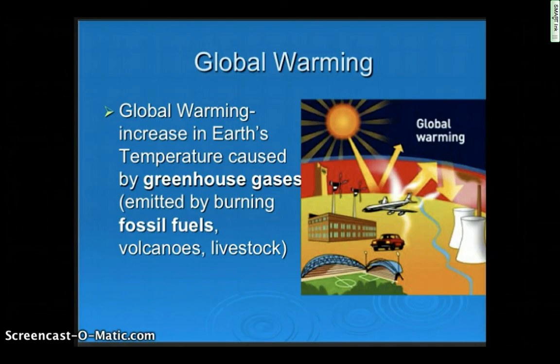So this is an overall average increase in the Earth's temperature caused by excess greenhouse gases. This is emitted by burning fossil fuels such as coal, oil, and gas. It's also caused by volcanoes, which actually release a tremendous amount of greenhouse gases, and livestock, so we're thinking about animals on farms, such as pigs and cows.